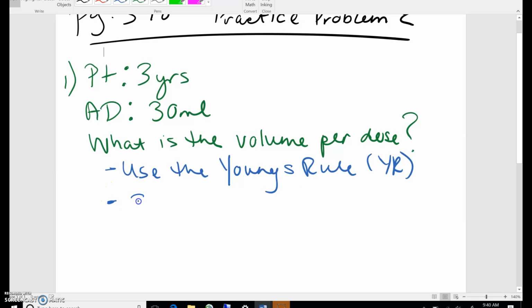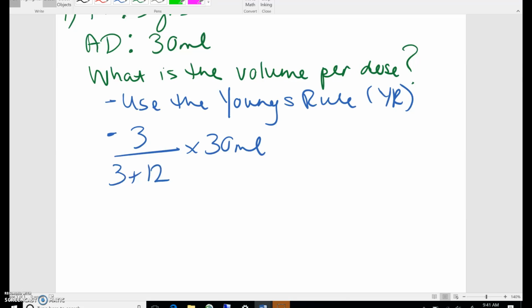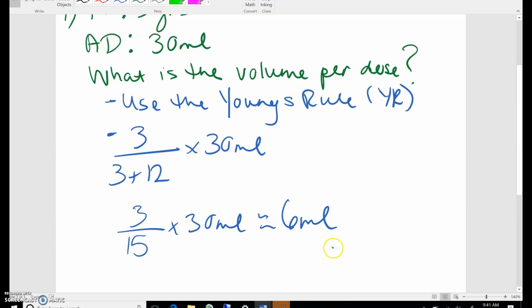So I am going to take 3 over 3 plus 12 and multiply it by 30 milliliters. I'm going to show you guys step by step how I'm going to solve that. So that's 3 plus 12 is what? 15. Multiply that by 30 milliliters. So 3 over 15 times 30 gives you 6 milliliters. This is the dose ordered. They're going to receive 6 milliliters per dose.